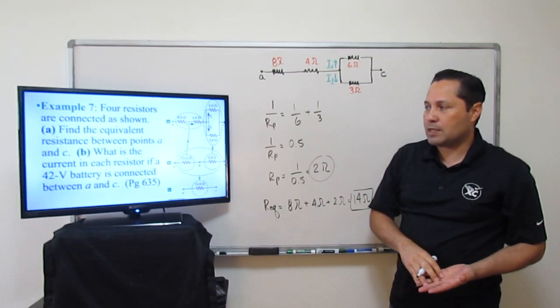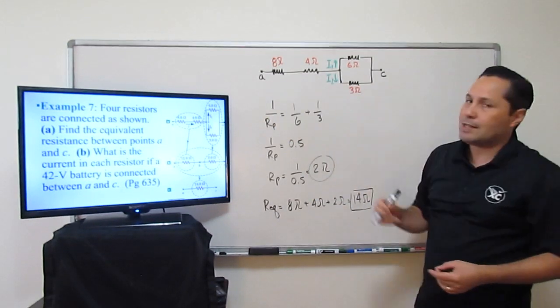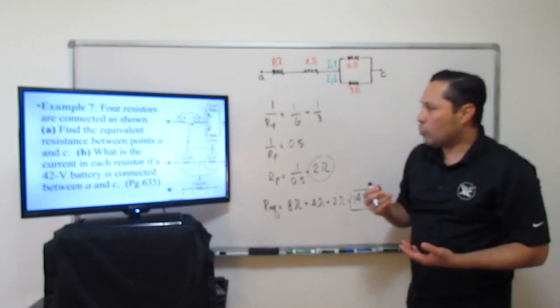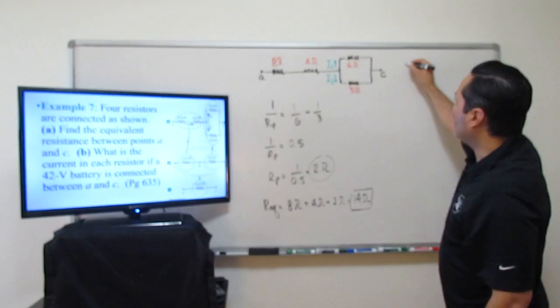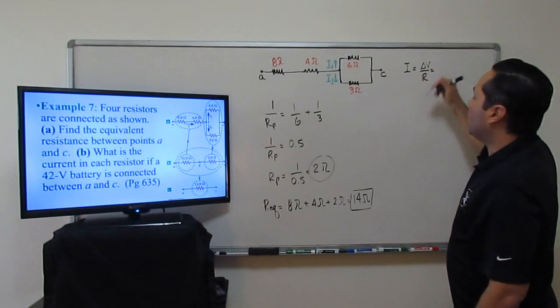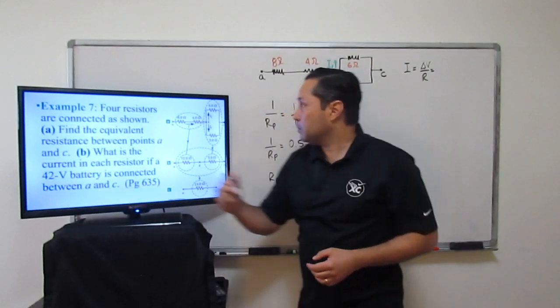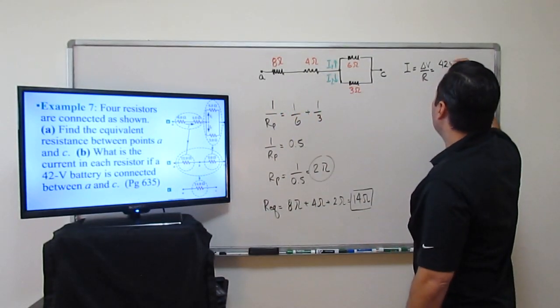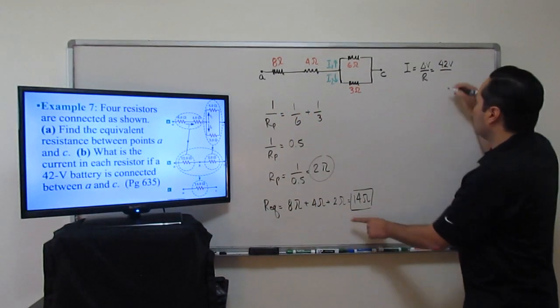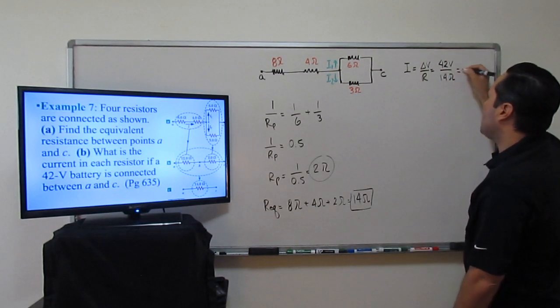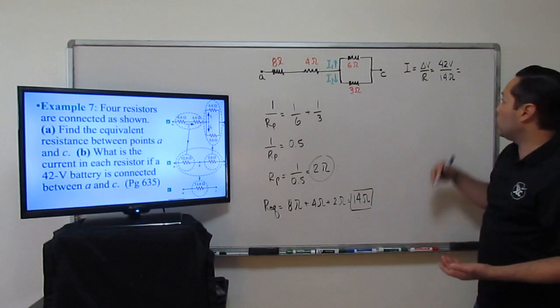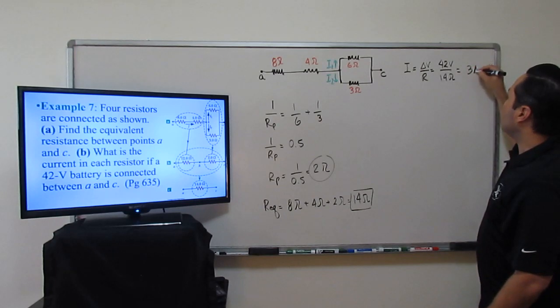Now in part B, they ask you, what is the current in each resistor if a 42 volt battery is connected from point A to point C? So we want the current. We're going to use the following formula: I equals delta V over R, where the potential difference is 42 volts. That's our numerator, and our equivalent resistance of 14 ohms goes in the denominator. So 42 divided by 14 gives us 3 amps.